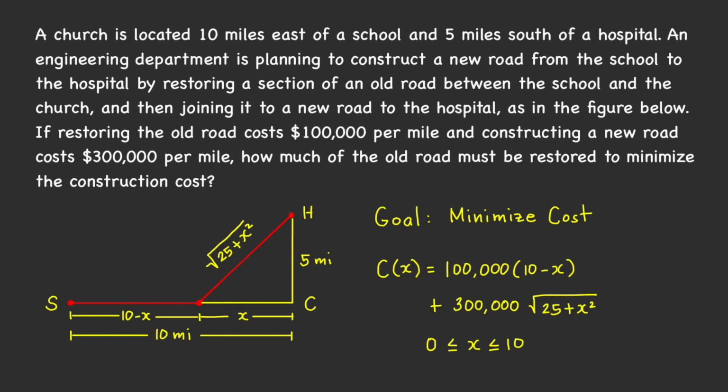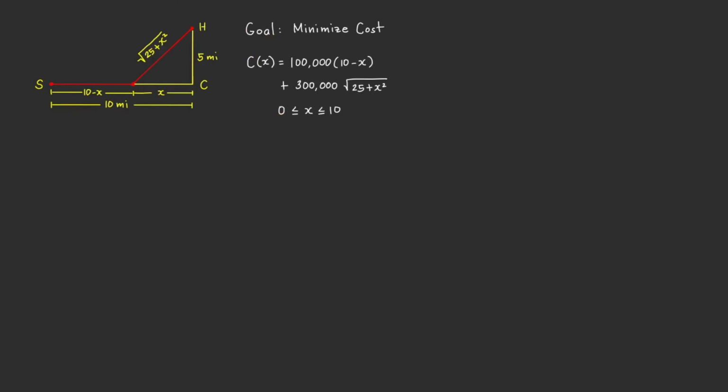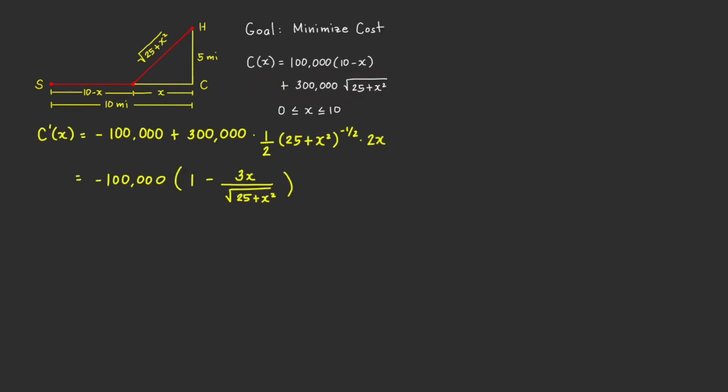Let us now find the critical numbers for this function, because both maximum and minimum principles require us to find the critical numbers. So we have to compute the derivative of this function with respect to x. The derivative will be 100,000 times the derivative of this, which is negative 1, so that is negative 100,000. Plus we just copy this constant factor, 300,000, times the derivative of this.